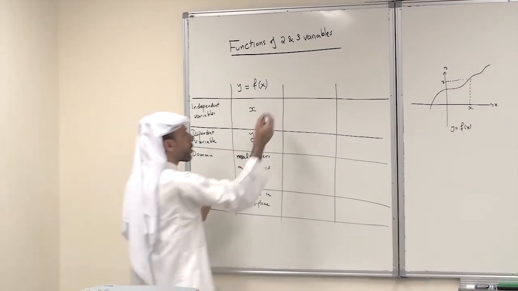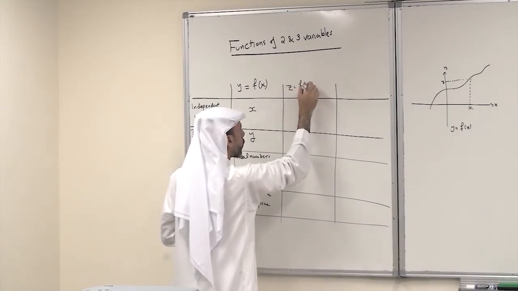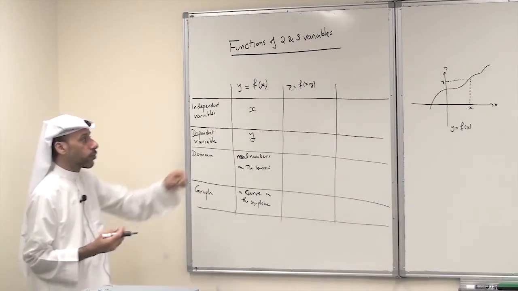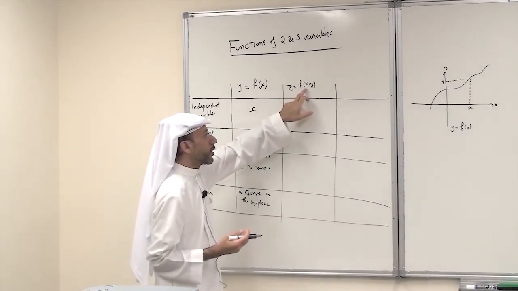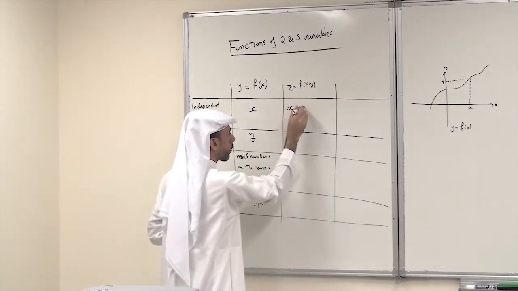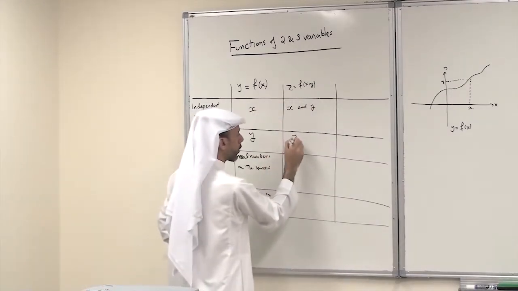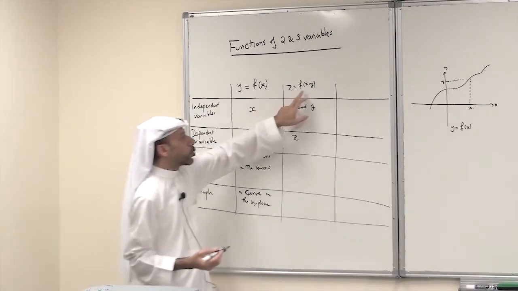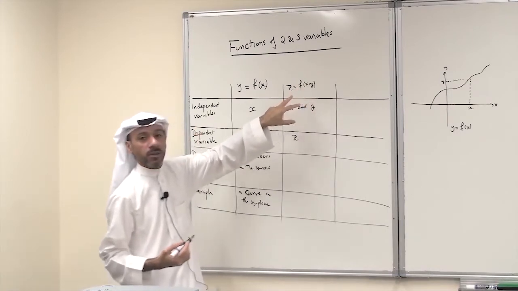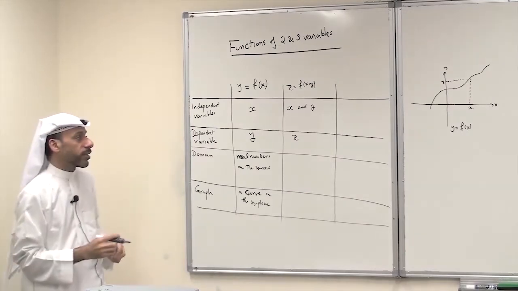And we always write them in this manner, z equals f of x and y. This is the standard notation for functions of two variables. The independent variables here are x and y, and the dependent variable is z. So z depends on two variables, x and y. This is why we call them functions of two variables. The number two refers to the number of independent variables.